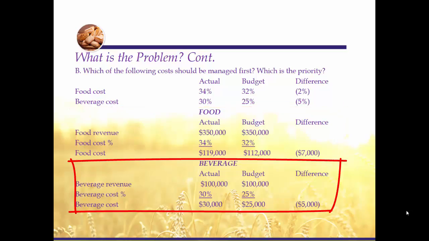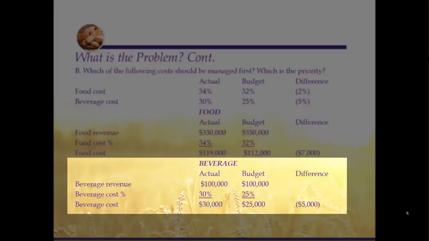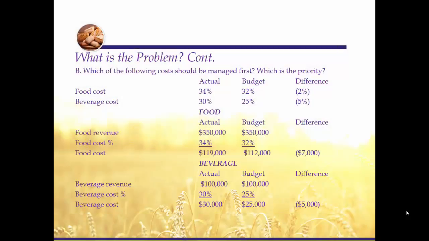Then when we look at the beverages, the beverage revenue was $100,000. The actual percentage was 30%. The budgeted percentage was 25%, giving us that 5% variance. So when we did our numbers, our actual dollars for our beverage cost was $30,000. Our budgeted dollars were $25,000. So that gave us a difference of $5,000. So in actuality, we needed to look at the food cost as opposed to the beverage cost, even though the percentage difference was 2% versus 5%. So you can see how it can be a little bit tricky if you just take the percentages on their own.